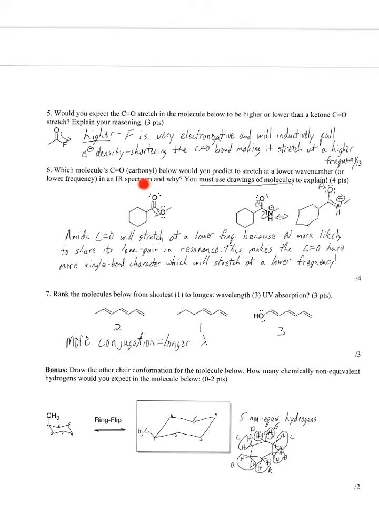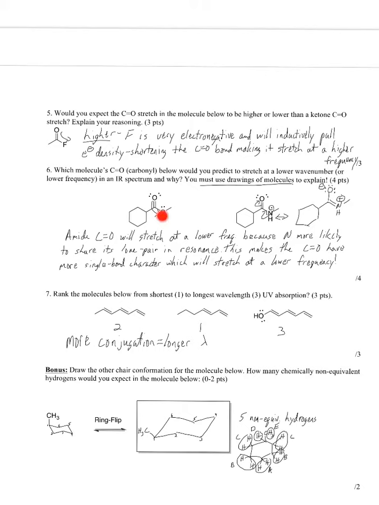Same kind of question below here for 6. Which molecule's carbonyl below would you predict to stretch at a lower wave number, or lower frequency, in the IR spectrum, and why? You must use drawings. Here's an ester, here's an amide. The only difference between these is an oxygen versus a nitrogen. So what's the difference between oxygen and nitrogen? Well, oxygen is more electronegative.